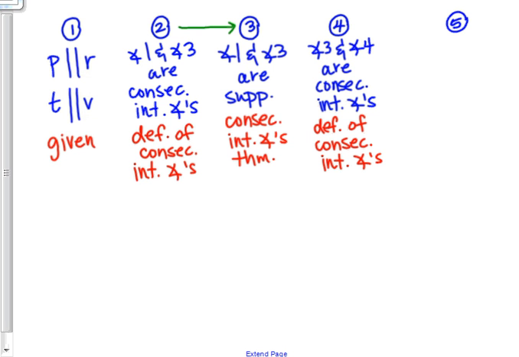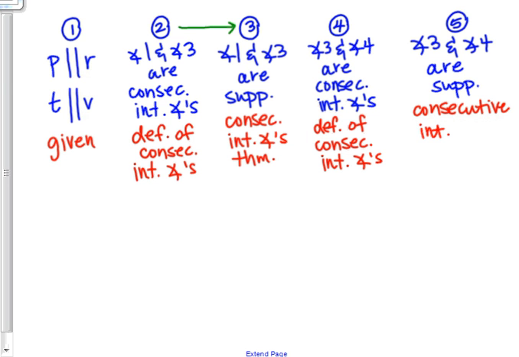So I can say that because 3 and 4 are consecutive interior angles, they are supplementary. Just like I did from 2 to 3. And that is the consecutive interior angles theorem. And I created another if-then statement between 4 and 5, so I'm going to draw my arrow.